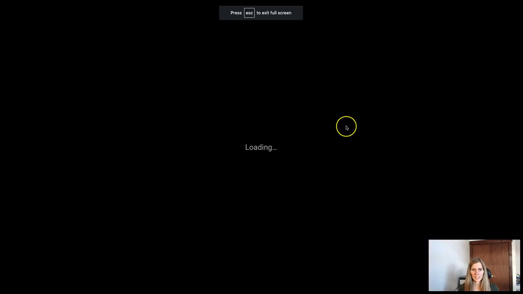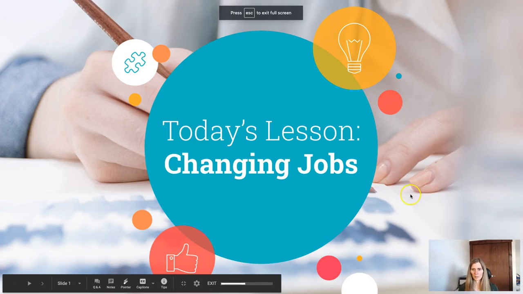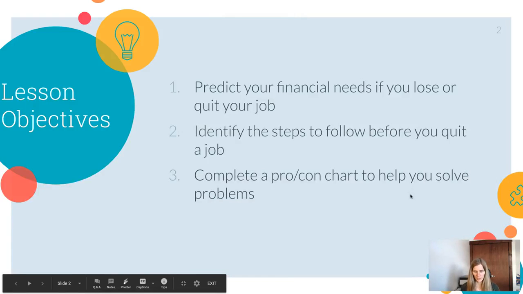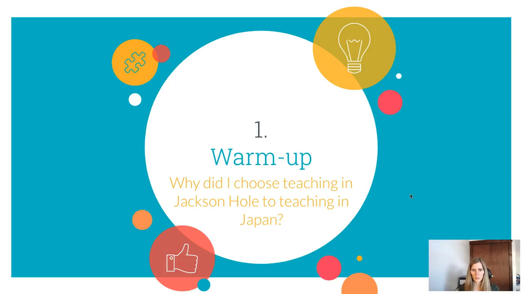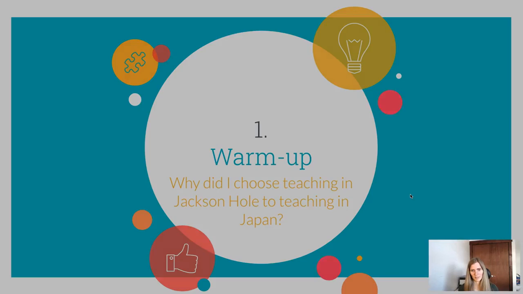So the first lesson I did was changing jobs. I did 3 out of the 4 objectives. For the warm-up, instead of talking about a friend of mine, I told them about my decision between a job teaching English in Japan for a decent salary or moving to Jackson Hole, Wyoming and living at poverty level as an AmeriCorps Vista volunteer for the federal government.